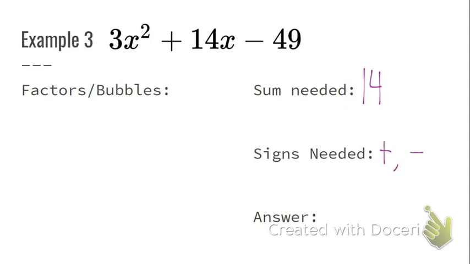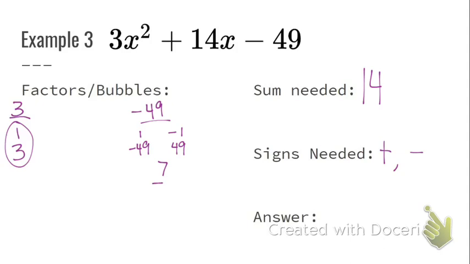So when we go to write our factors, the only bubble for 3 would be 1 and 3. For negative 49, we could have 1 and negative 49, or negative 1 positive 49. We could have 7 and negative 7. So those are our bubbles. Again, I like to start with the one that has two of the same number when that happens. It doesn't always happen. We just kind of have been lucky on that this time.